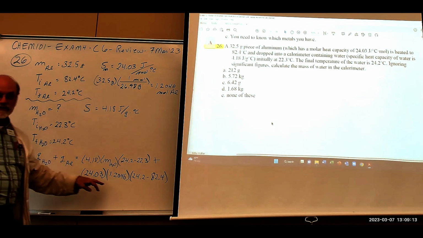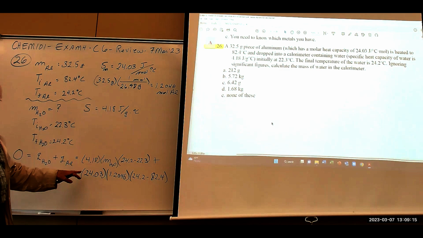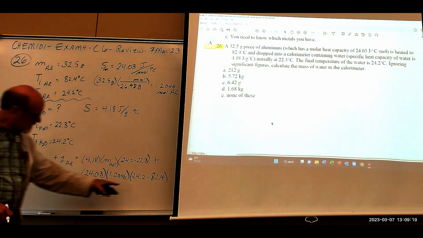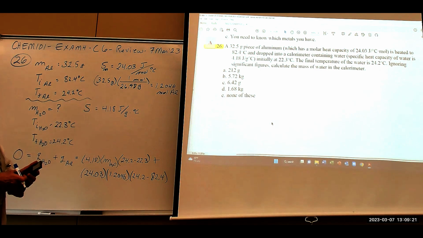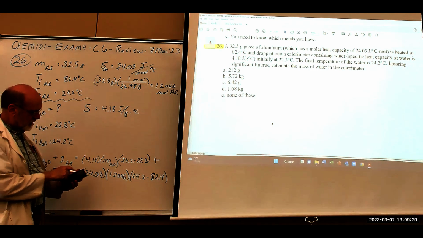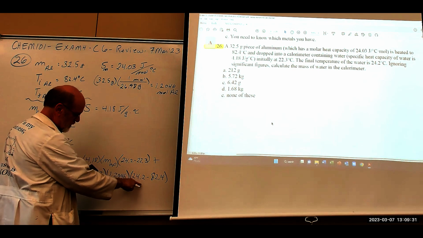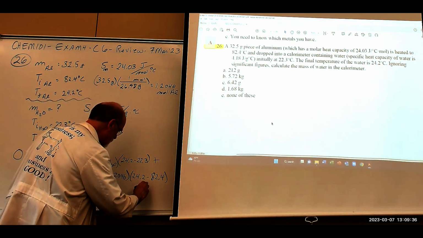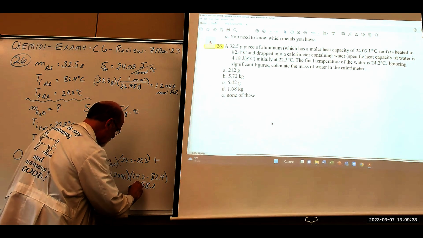Do you have trouble doing this type of calculation? Okay, I'll do it. What's the change in temperature here? 82.4, 24.2. But that's a minus, right? That's a bigger number than this, minus. So that's minus 58.2 right there.